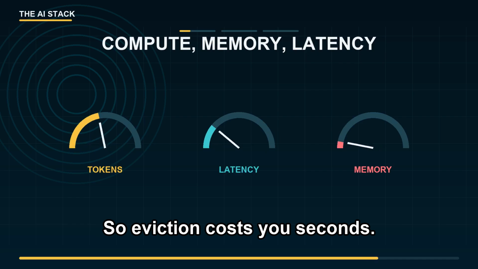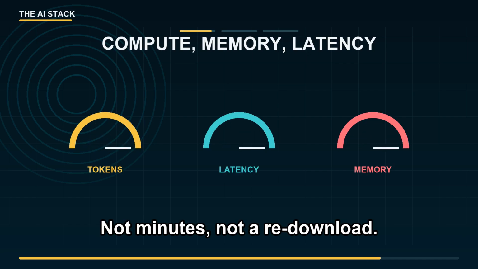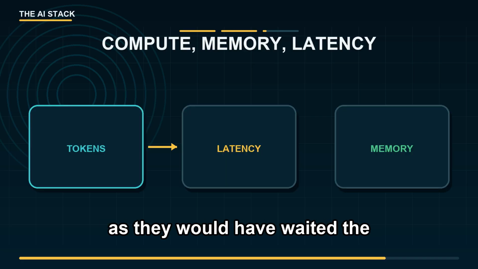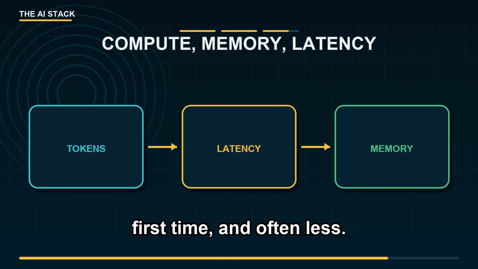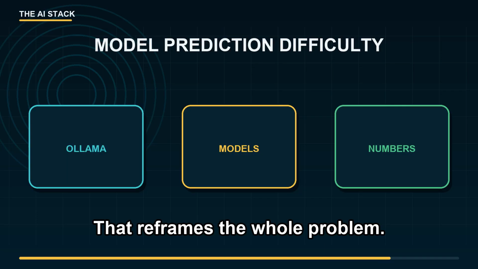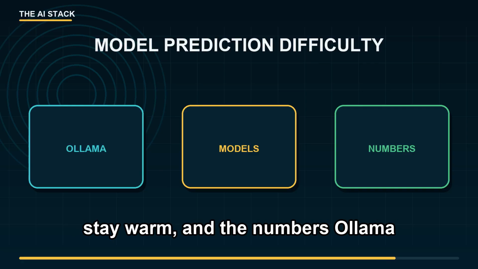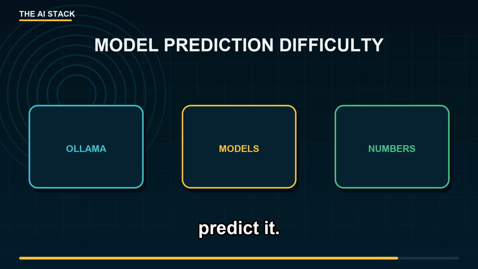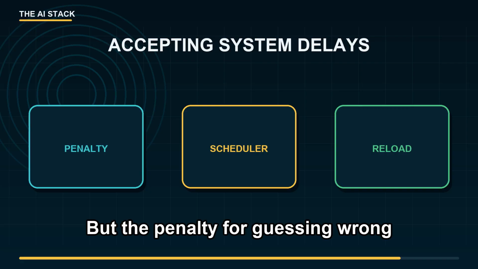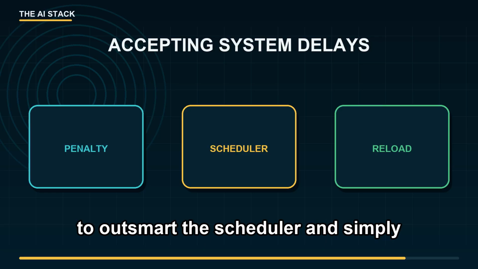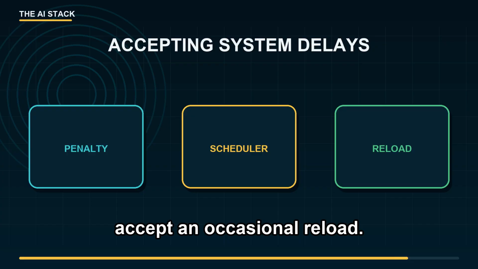So eviction costs you seconds. Not minutes, not a redownload. If a model gets thrown out, the user waits about as long as they would have waited the first time, and often less. That reframes the whole problem. You cannot reliably plan which models stay warm, and the numbers Ollama shows you will not let you predict it. But the penalty for guessing wrong is a few seconds, so the right response is to stop trying to outsmart the schedule and simply accept an occasional reload.